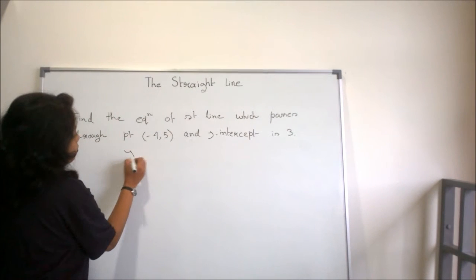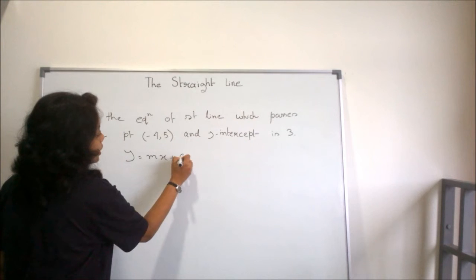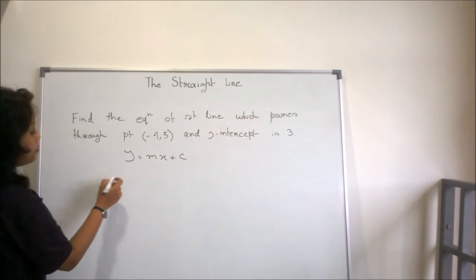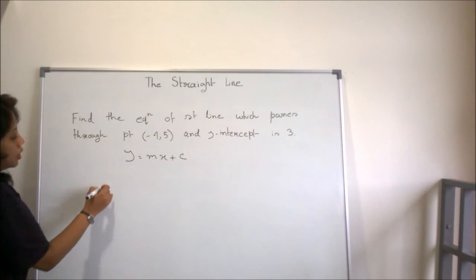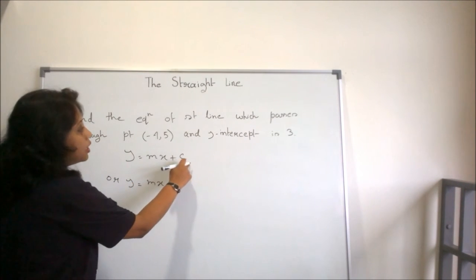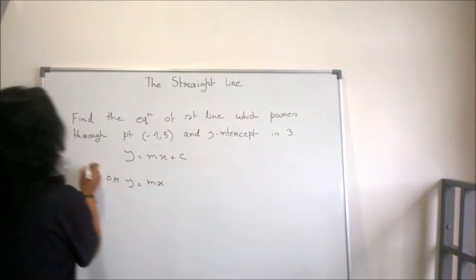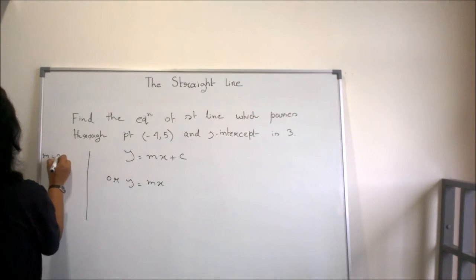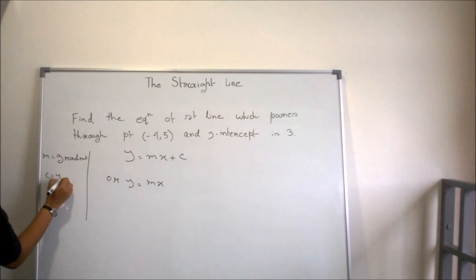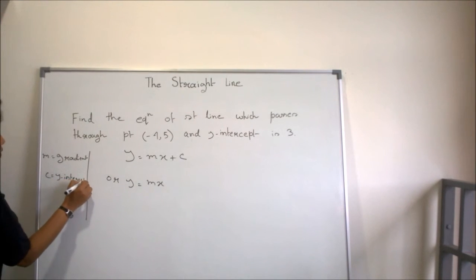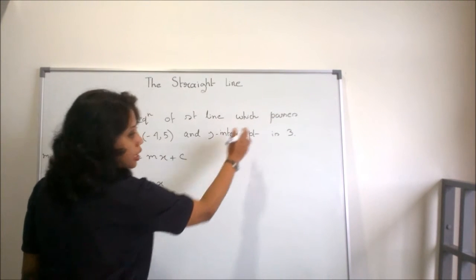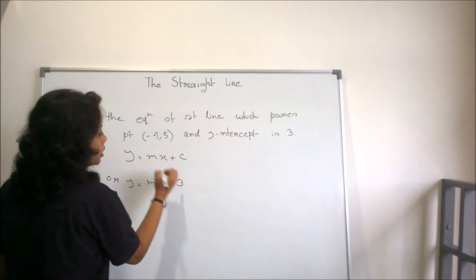Okay. So here also what we will do, we will take the general equation of the straight line. What is y is equal to mx plus c, where m is gradient and c is y-intercept. So here we can write y is equal to mx. In place of c, what we will write here? Here you remember m is gradient and c is y-intercept. Y-intercept we will write this side. So in place of c, what we will write? 3. So mx plus 3.